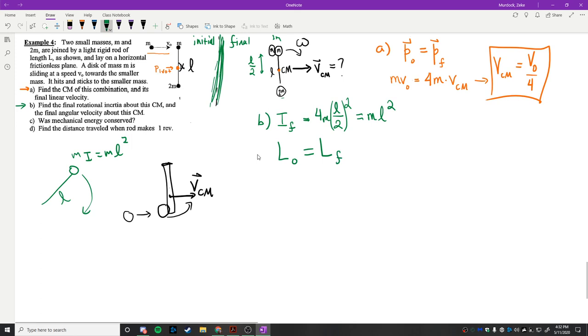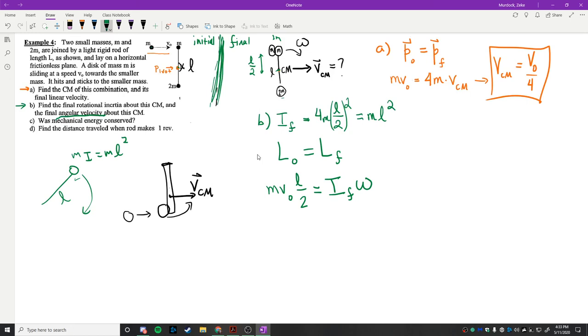system. The initial angular momentum is going to be given by m times v naught multiplied by, now we use the pivot. Even though it's not rotating, that's going to be our new axis or pivot once it does start rotating. So we use that distance. So it's going to be mv naught times l over 2 should be equal to I final times the angular speed omega. That's what we're trying to figure out, the angular velocity about the center of mass.